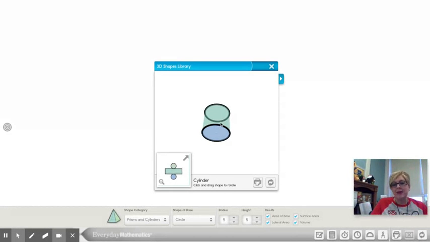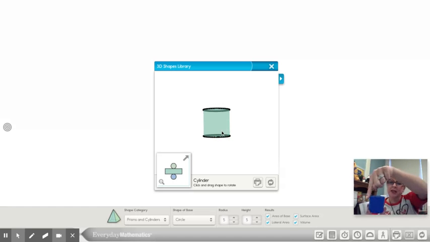But does it have any edges? And this one's kind of tricky. If you said yes, because you're counting right here around the top of the cylinder, you are correct. That edge is circular here.